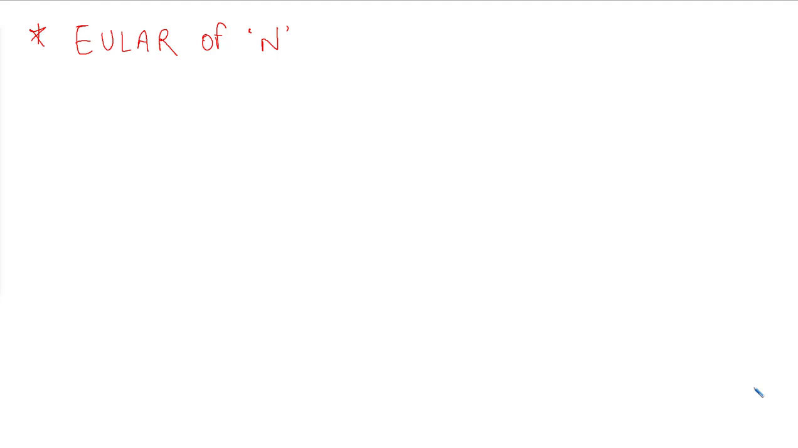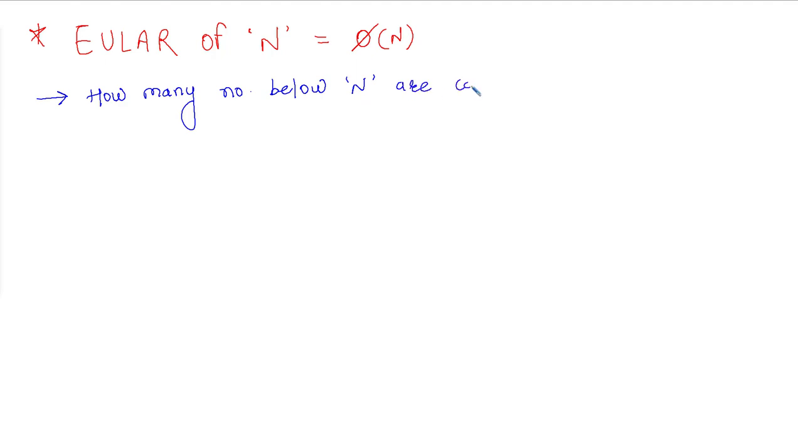Okay everyone, so let's start with this. Euler of n, we represent it by the symbol phi. Euler of n means phi of n. So what is the meaning of phi of n? Euler of a number represents how many numbers below n are co-prime with n.